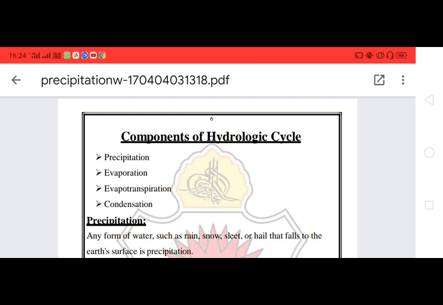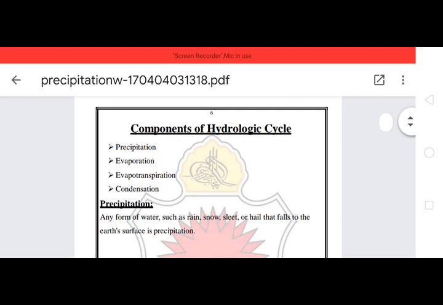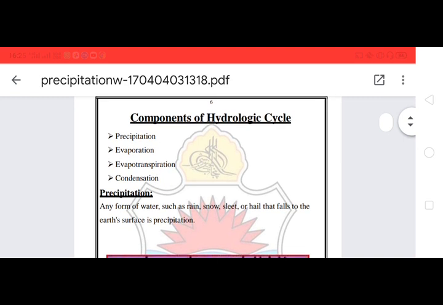So you can remind those points and recite with me. Components of the hydrological cycle are, as you can see, precipitation, evaporation, evapotranspiration. Evapotranspiration is nothing but evaporation plus transpiration. The summation of evaporation and transpiration through tree leaves is called evapotranspiration, and condensation. Condensation is the main point behind precipitation.